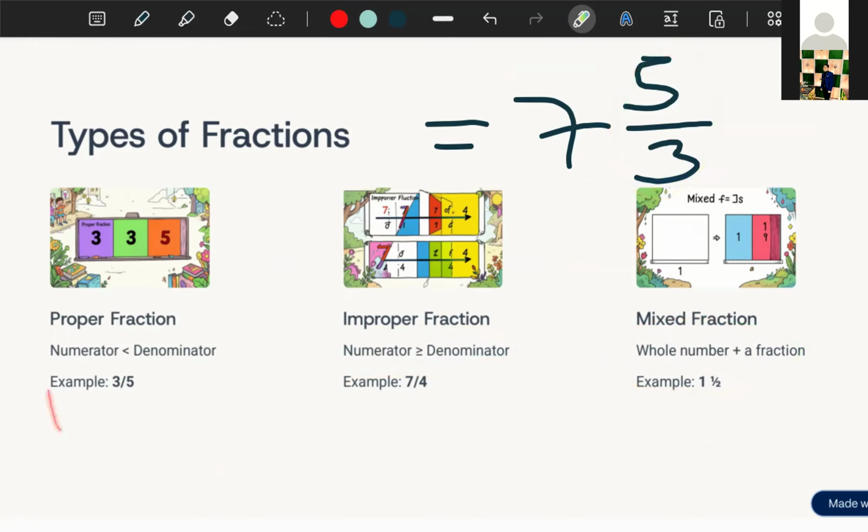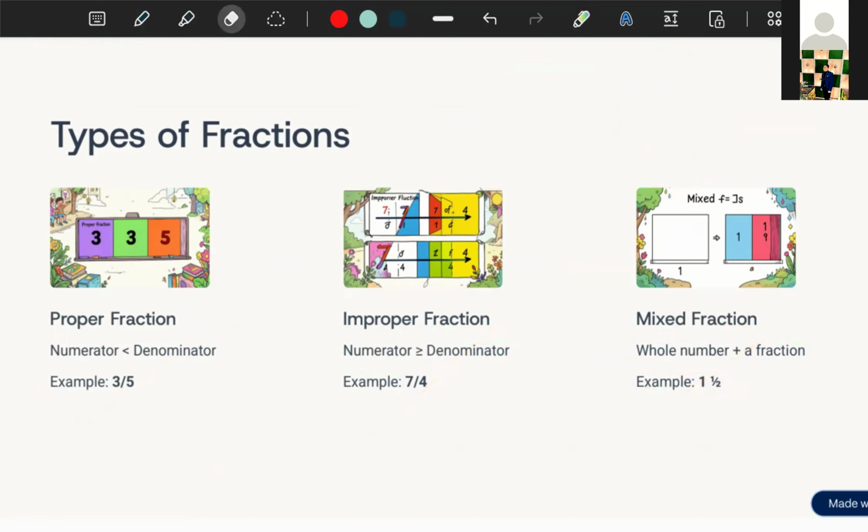So proper fraction, numerator smaller than the denominator. Improper fraction, numerator greater than the denominator or equal to the denominator. Mixed fraction, a whole number with a fraction. So those are the types of fraction.